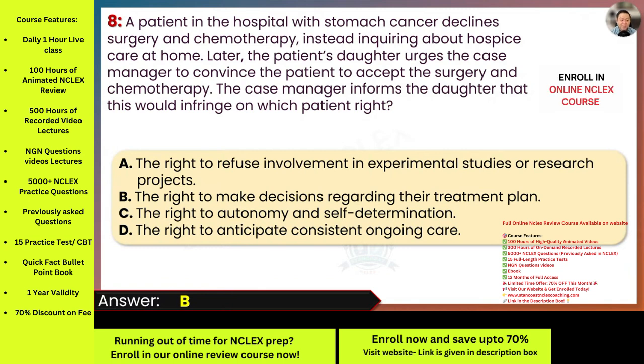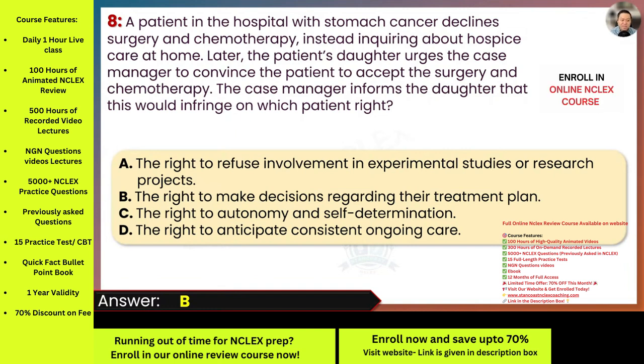Now let's look into the incorrect options, such as letter A. Why is this incorrect? Well, this right protects patients from being forced into research trials or experimental treatments. But in this case, the patient is refusing standard treatments, not talking about research participation. And since there's no experimental study being offered, this answer doesn't really fit. So we are removing this.